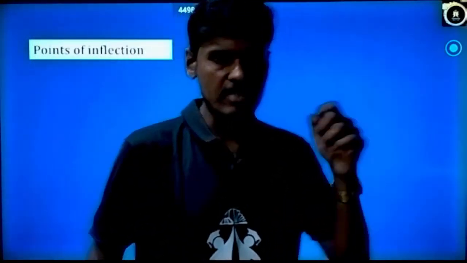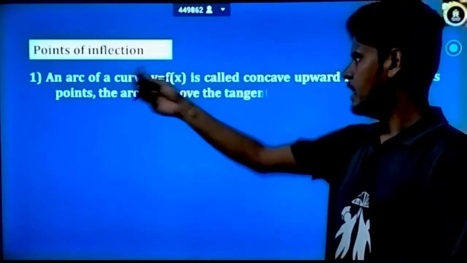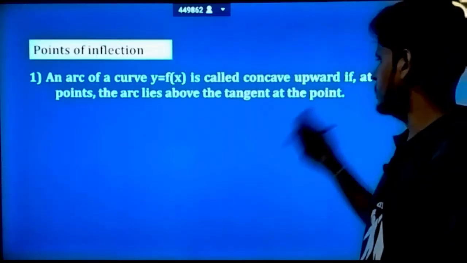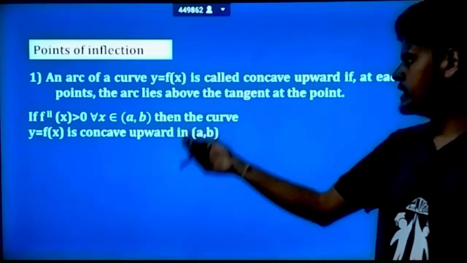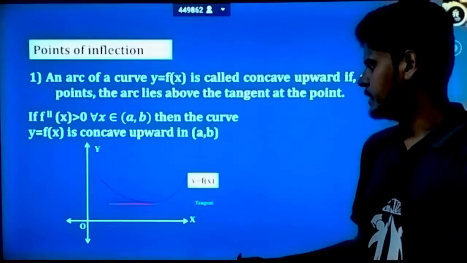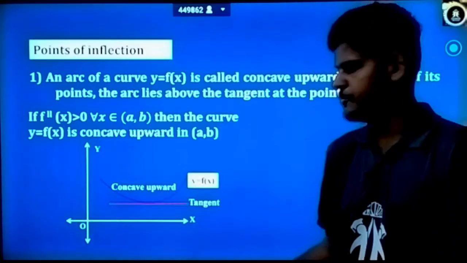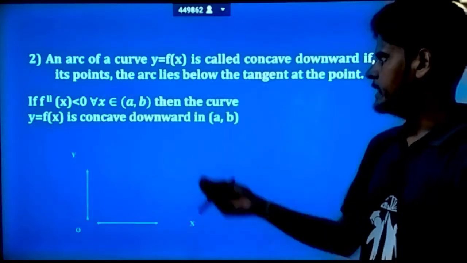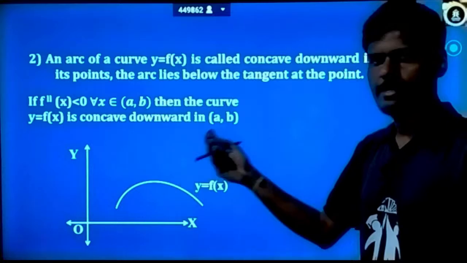Next, what is a point of inflection? We have already discussed. Points of inflection are the points where at the critical point f dash becomes 0, but f double dash is also 0. Those points are called points of inflection. An arc of a curve f of x is called concave upward or downward based on the position of the tangent with respect to the curve. We already saw concave upward and concave downward. Tangent always below the curve means it is a concave upward curve, and tangent always above the curve means it is concave downward. That is what is given here.